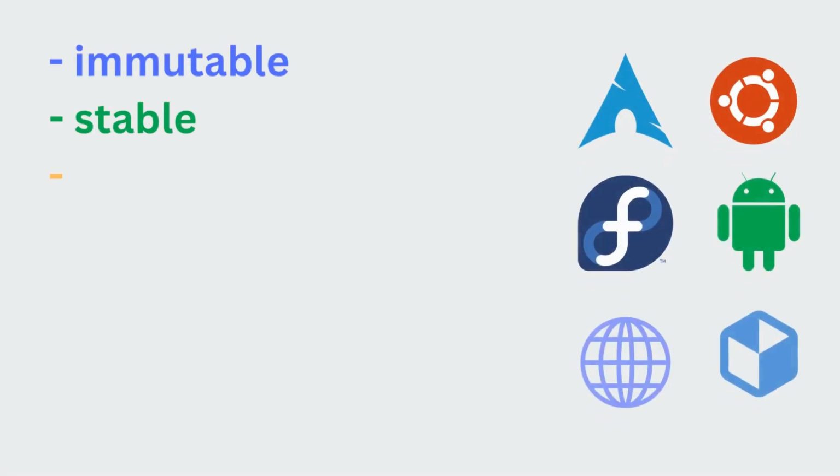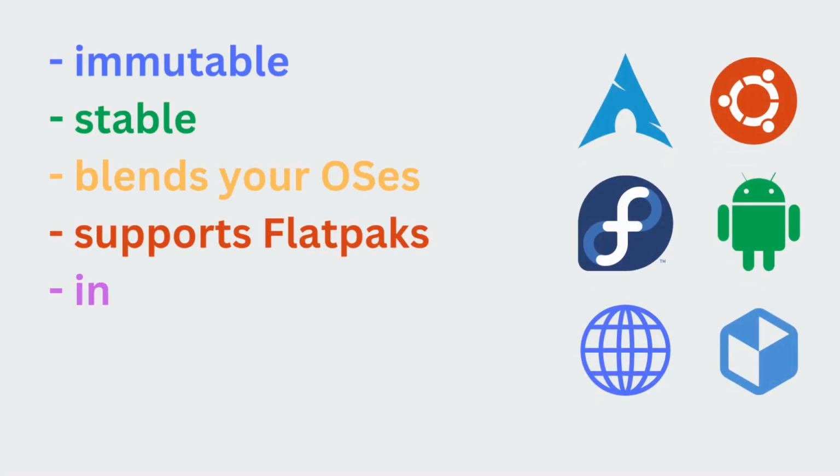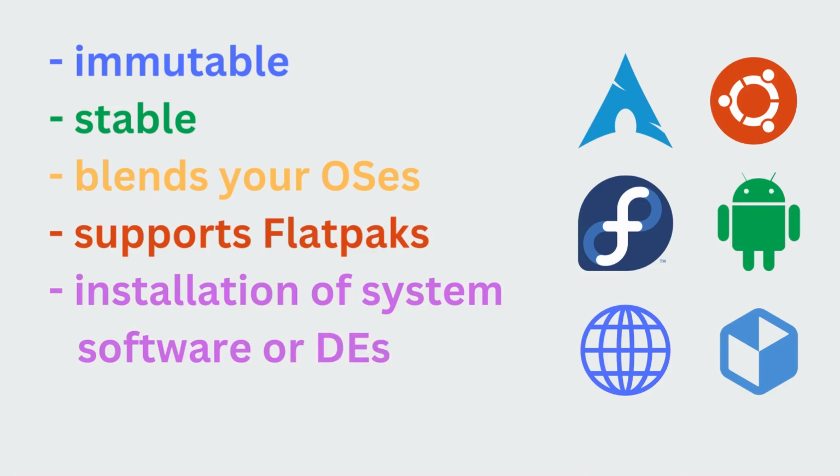In short, blendOS is an immutable operating system that is stable and seamlessly blends all your Linux distros like Ubuntu, Fedora, and Arch Linux, Flatpaks, Android apps, and web apps together.